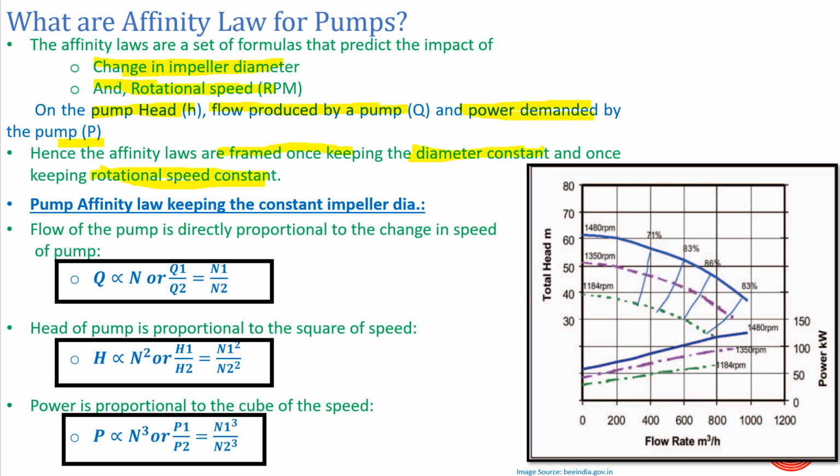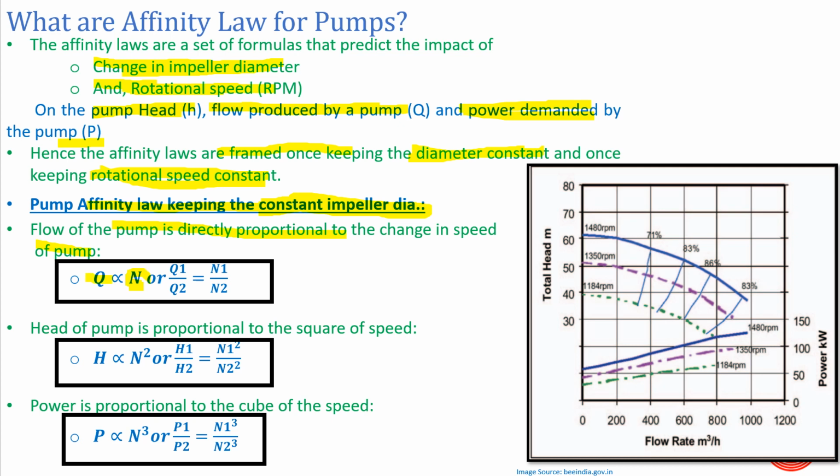Moving on to our first segment, we have made the first affinity law while keeping the impeller diameter constant. If my diameter is constant, there will be some change in my rotational speed. First, let's see the impact of rotational speed on the flow. Flow of the pump is directly proportional to the change in speed of the pump. So whenever my rotational speed is changed, there will be a directly proportional change in flow.